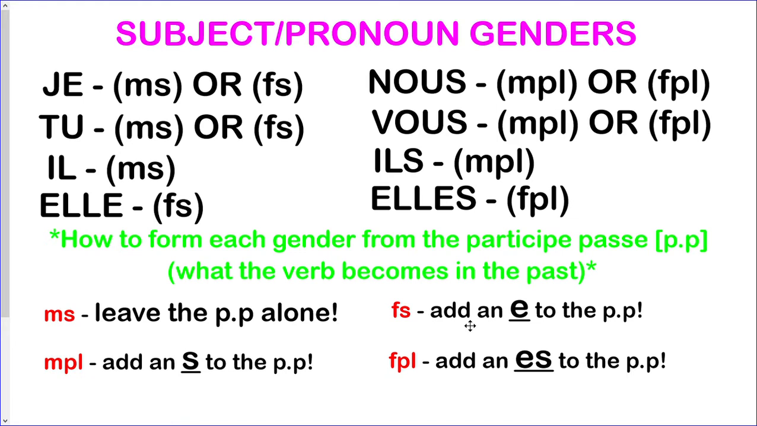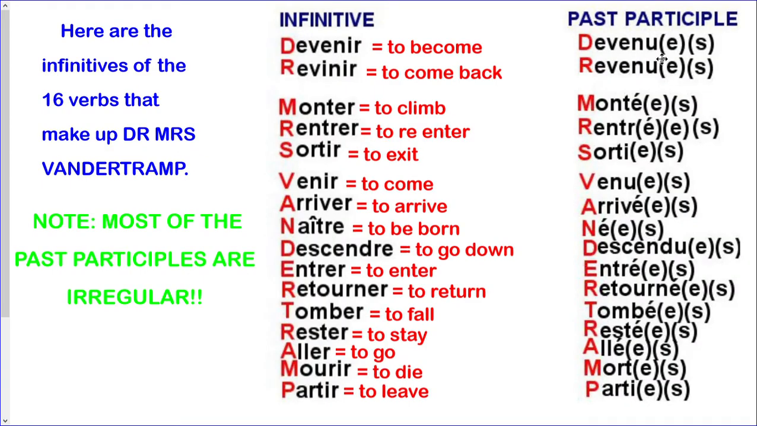For feminine singular, if it's a girl that did the action, I'm going to add an extra E to the end of the participe passé. If you remember in that chart, right here, we see that extra E. This column right here, if I'm just adding the E, is feminine singular.